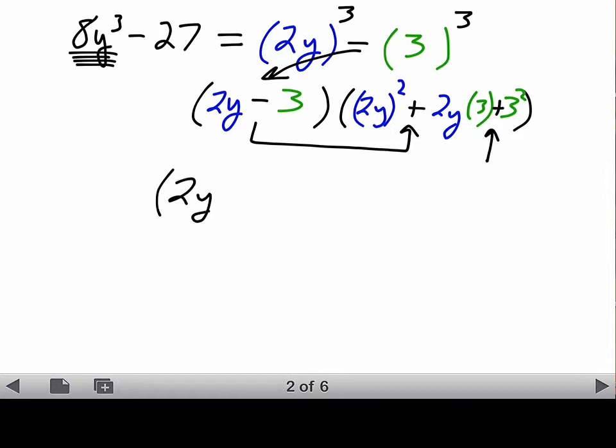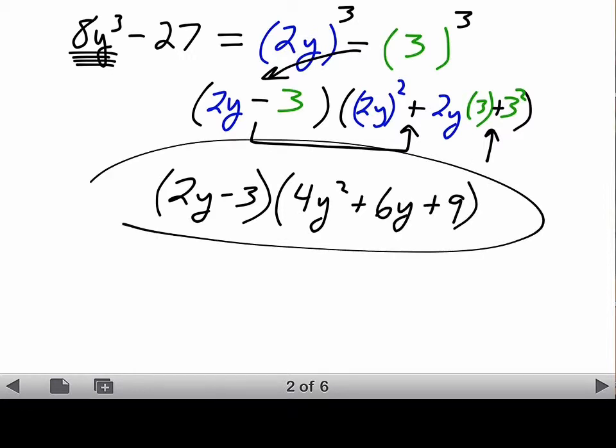We have 2y minus 3 for the first set, and then 2y, the quantity squared, is 4y squared. Keep on writing, plus 6y plus 9. And this is the factorization of this difference of cubes.